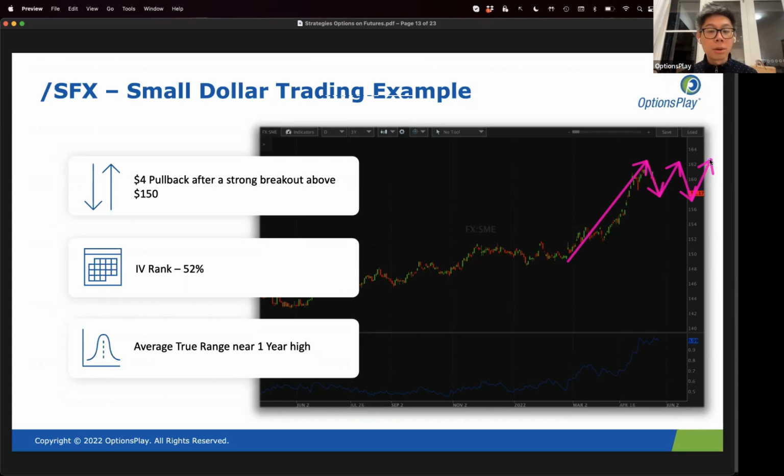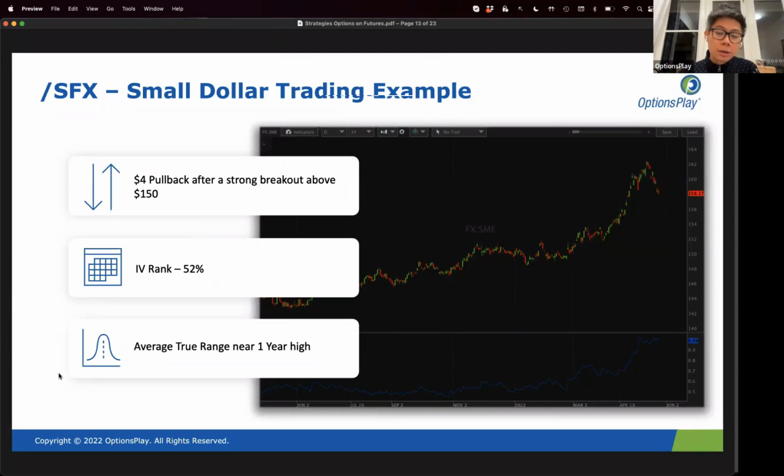And number two, the implied volatility of the US dollar right now is 52%, which is greater than the 50% threshold that we typically use for looking at these types of option selling strategies.